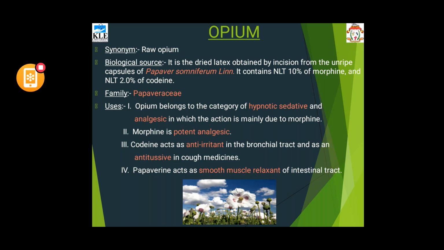Uses: this mainly belongs to the category of sedative hypnotics, and the main analgesic activity is due to morphine. Morphine is a potent analgesic. Codeine acts as an anti-irritant in the bronchial tract and as an antitussive in cough remedies, that is, in relief of cough. Papaverine acts as a smooth muscle relaxant in the intestinal tract.